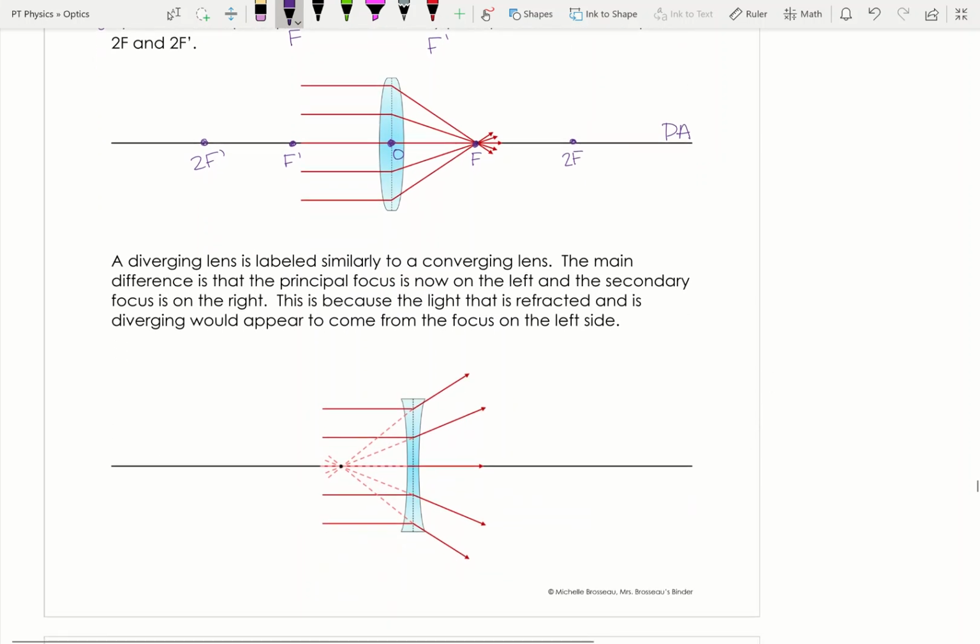Now, diverging lenses are the same sort of thing. So here is my optical center. This point where, if I was to trace my refracted rays back, all of them would meet, is my primary focus. So that makes this 2F. This point is F prime then, and this would be 2F prime. Again, this is still my principal axis.